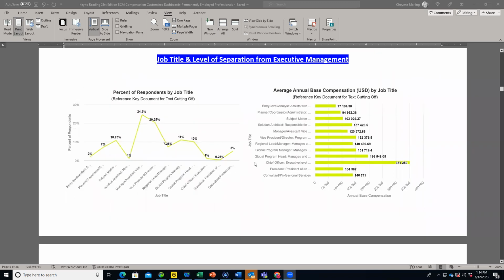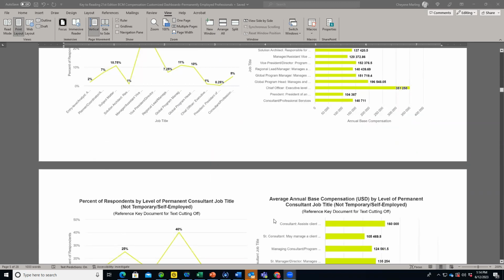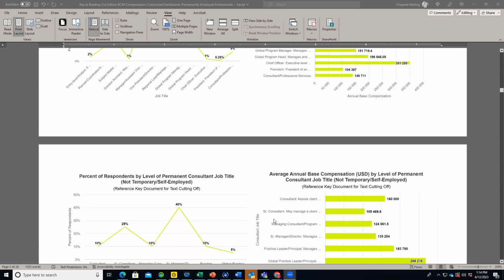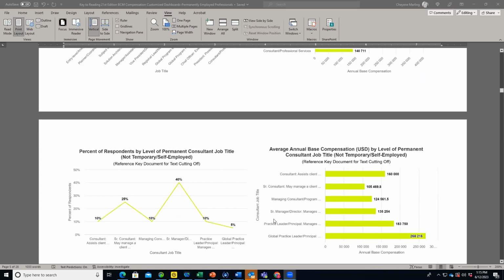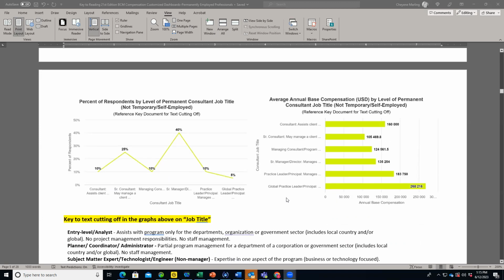One thing I want to stress is that we have job levels from entry level all the way up to president. Consulting professional services have a follow-up dashboard or follow-up data charts. So if you have, let's say, by job title for director or vice president, obviously these two data charts are going to show as empty within your dashboard.